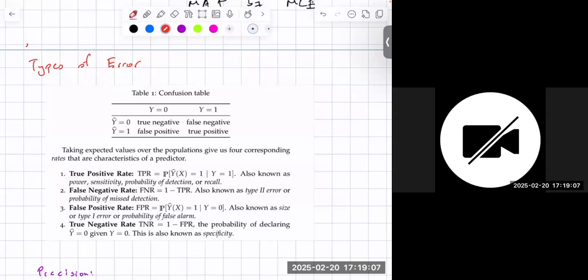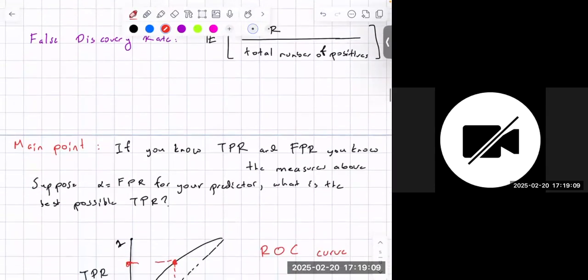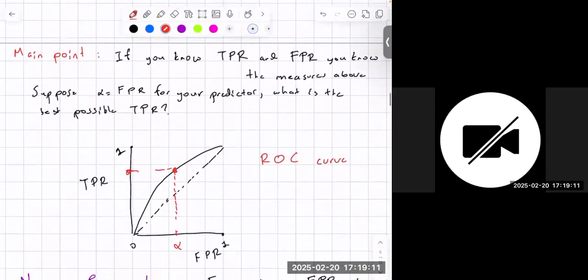The best possible, what I mean is this. Let me repeat that. So here, what I mean is this. Fix a false positive rate. Think about all predictors that have that false positive rate. Which one will have the maximum true positive rate, because that's what you want to maximize? That one will be the best. So you keep plotting the best rates. That will give you a curve. That's what's called an ROC curve.